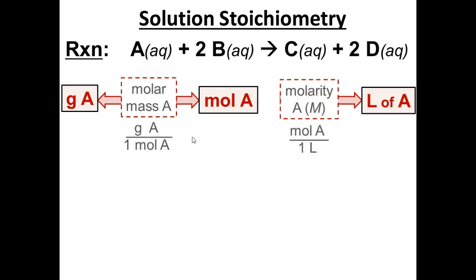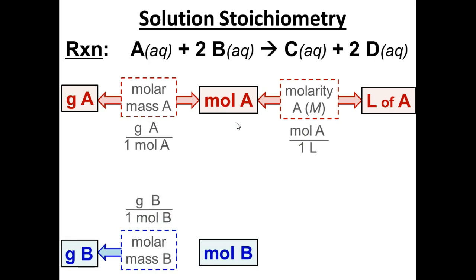And so this is the formula. Remember, in molar mass, there's always 1 mole per X amount of grams, which you get from the periodic table. For molarity, there's always 1 liter and X amount of moles, which we get from the problem. So we have these two, which is all good. And then we have the same thing for substance B, with molar mass and then molarity, the same thing.